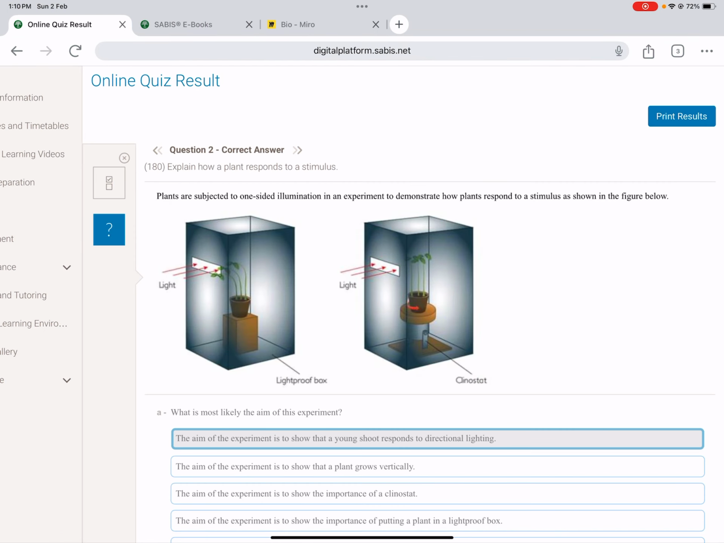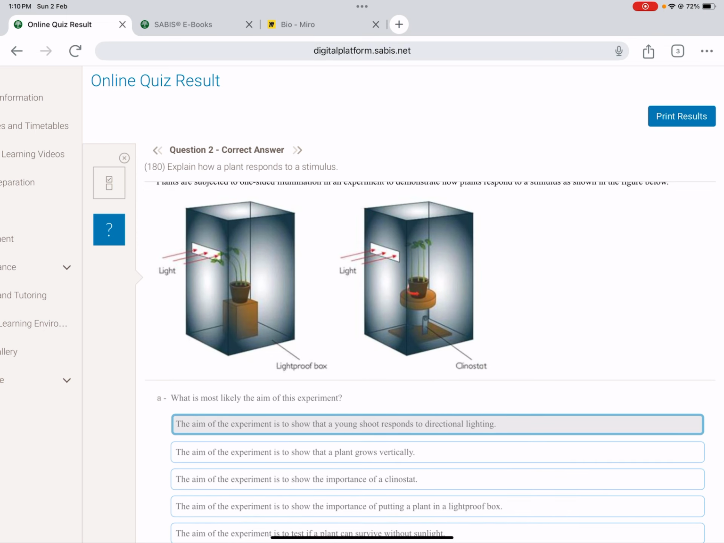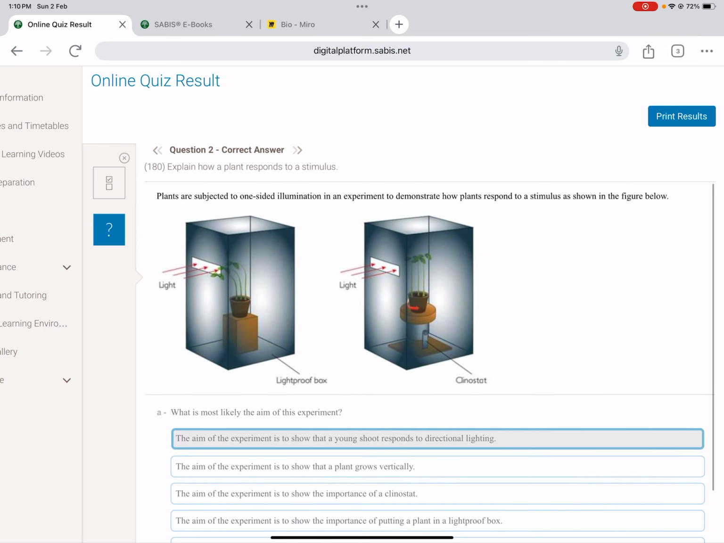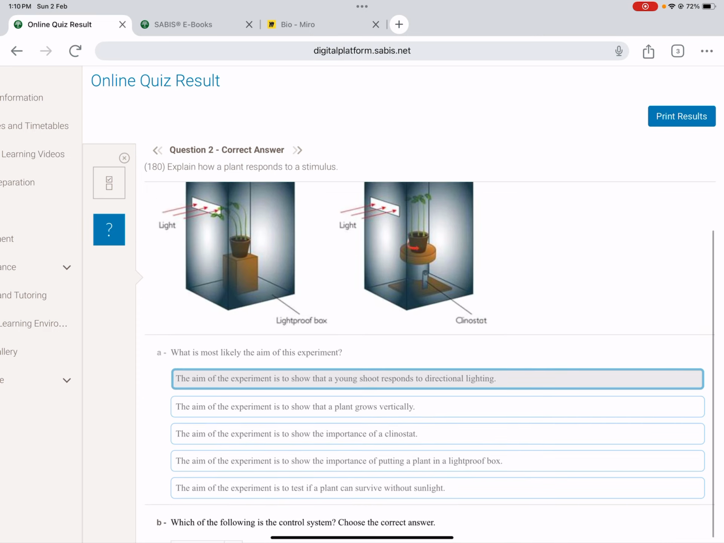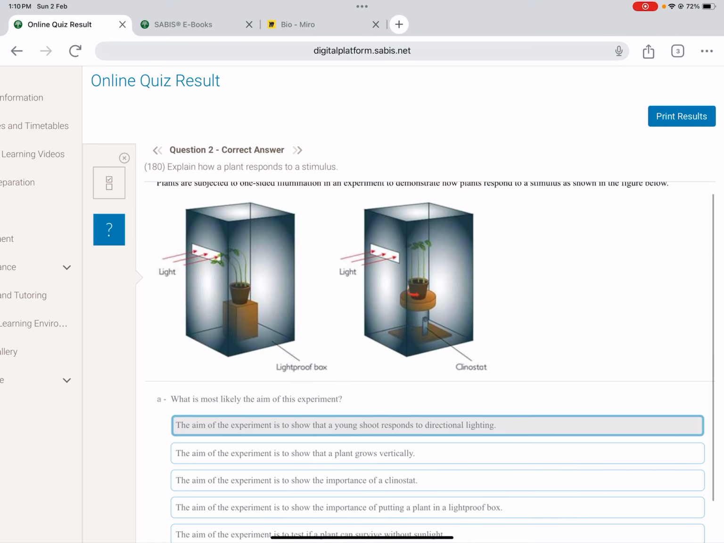Now, the other thing we want to talk about is that here we're testing with a light-proof box, and we're only allowing light to enter from one specific place. So we're checking the effect of directional lighting on the growth of the plant. The aim of the experiment is to show that a young shoot responds to directional lighting. This is our experimental group. Now, the other one we call our control group.